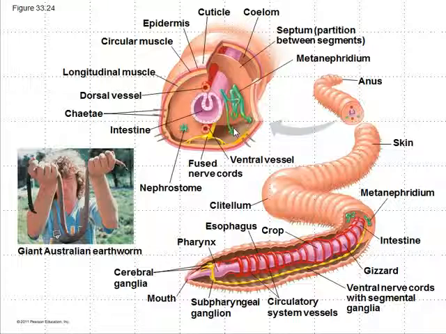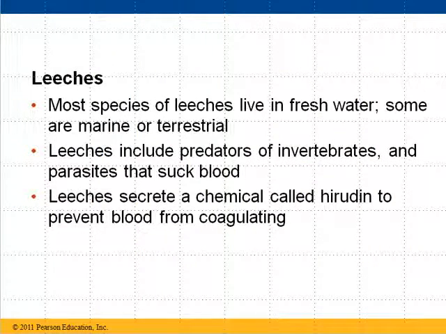Related to earthworms would be our leeches. Most species of leeches live in fresh water, but a few of them are marine or terrestrial. Leeches tend to be parasitic. They include predators of invertebrates and parasites that suck blood. Leeches attach to a host and secrete a chemical called hirudin to prevent blood from coagulating. So they actually inject a chemical into you, much like mosquitoes do, to keep your blood flowing so they can continue to suck the blood from the body.